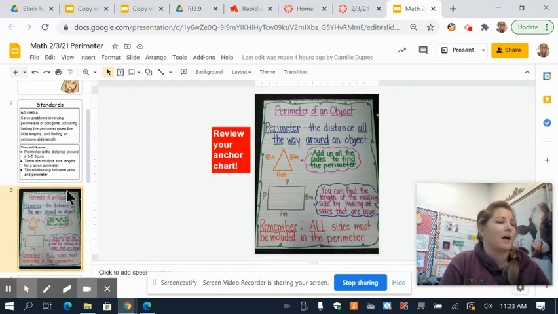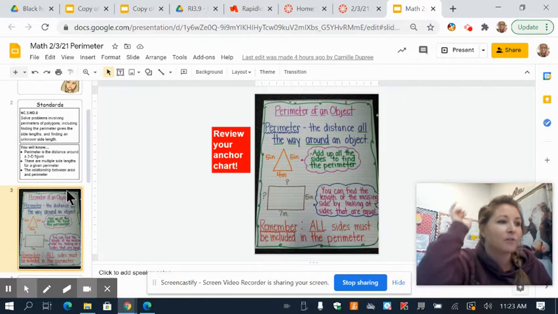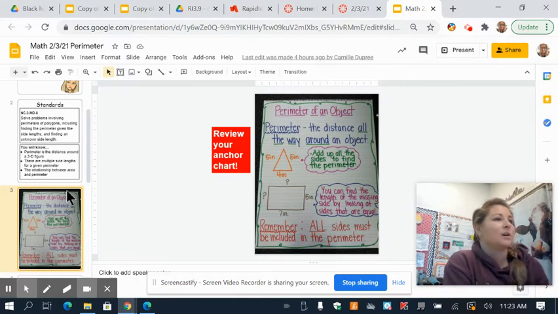The perimeter of an object. So yesterday, you copied this down into your math journals, I hope. If you didn't get a chance to, do that today so you have it for reference. So the perimeter, our definition, is the distance all the way around an object.